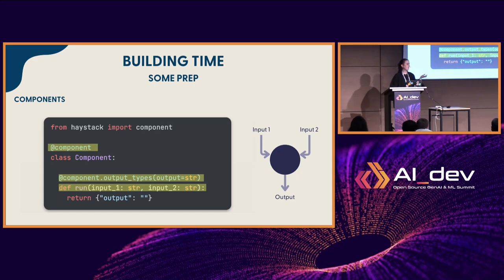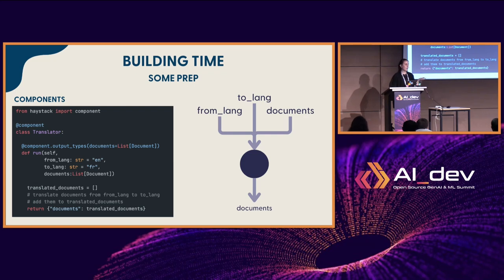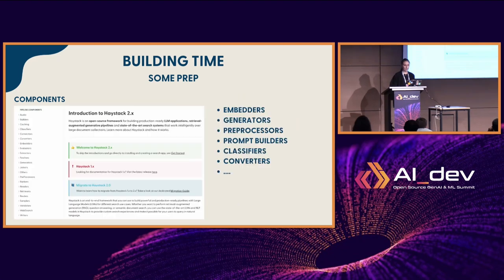But let's say Haystack doesn't provide you a translator. I'm making this up. You could very well go ahead and create your own translator. Here, I've got a component called translator that expects three things: from and to Lang, as well as some documents. And if I've done my job correctly, it's saying that it's outputting something called documents, and the type is list of document. Then I can attach this in my pipeline to any other component that is able to accept documents or is providing the inputs that this needs. That's basically all you need to create a component.